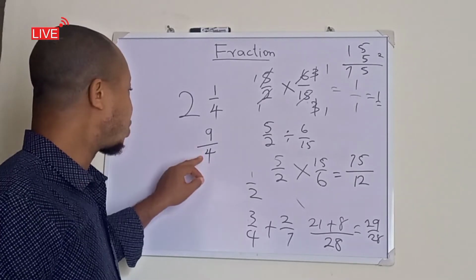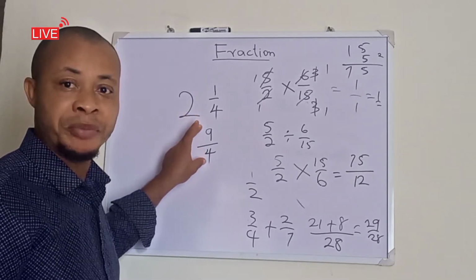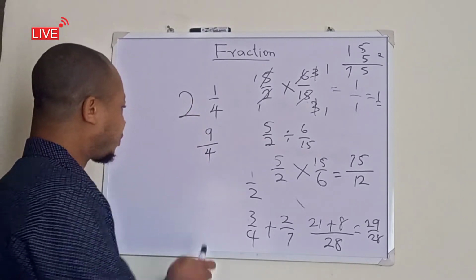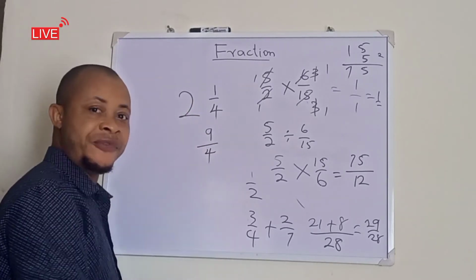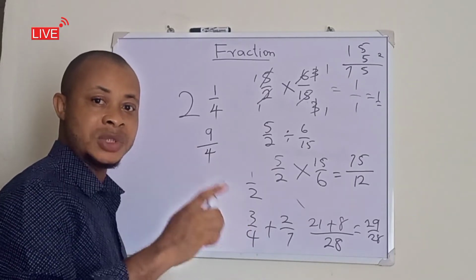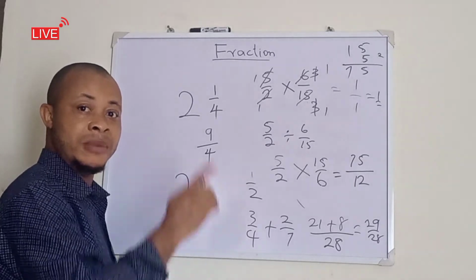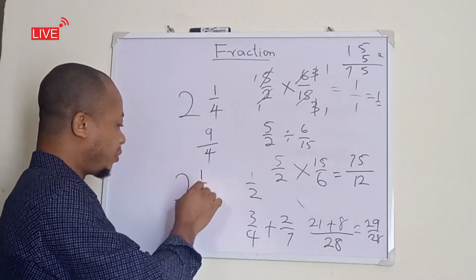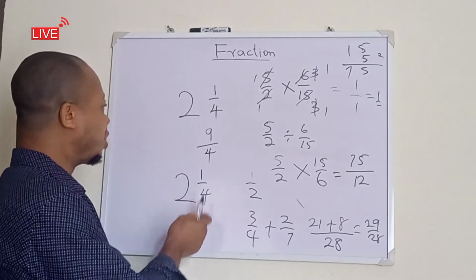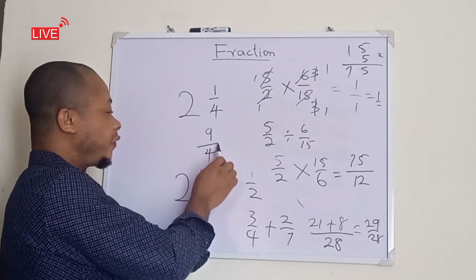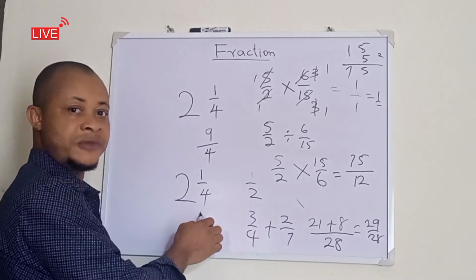Okay? You can also change this improper fraction back to mixed fraction by saying 9 divided by 4 will give you 2. That is 2 times 4 is 8. Remember 1. That 2 is the two whole number. Then remember 1 over 4. You see? So you can change from mixed fraction to improper fraction, from improper fraction back to mixed fraction.